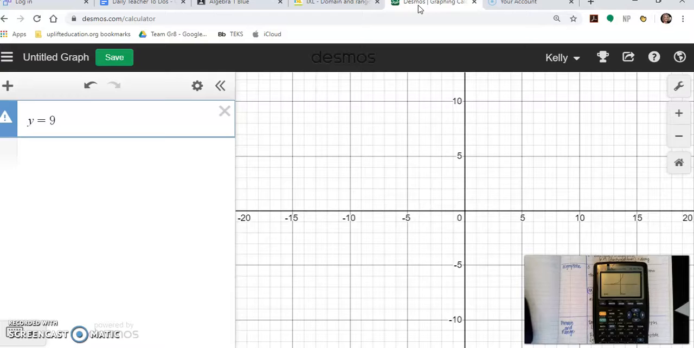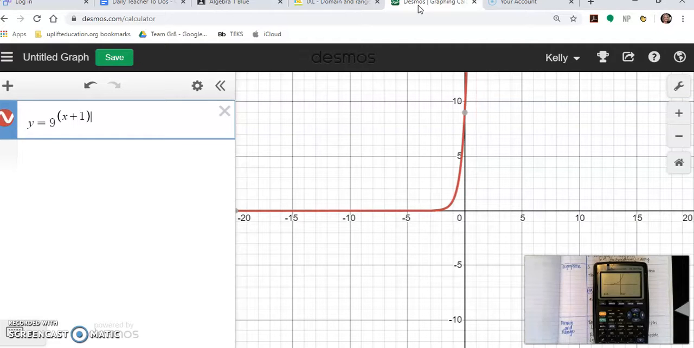Then, same thing as with the graphing calculator, you're going to put a parentheses, and then x plus 1, and then close your parentheses. So now when I look at my graph in Desmos, we see that the boundary, or the asymptote, is also at y equals 0.